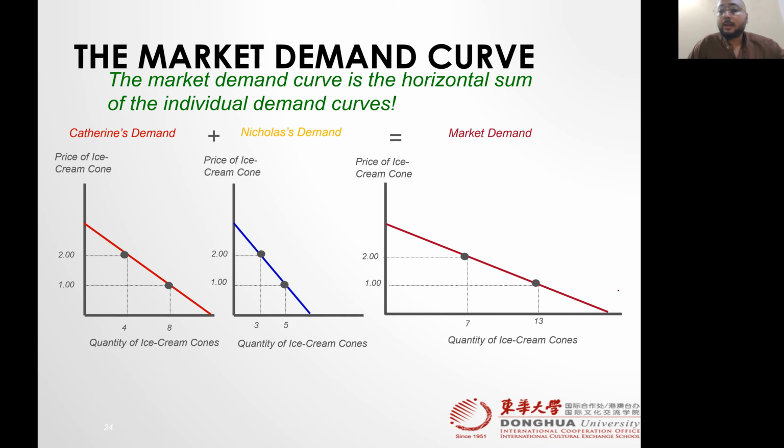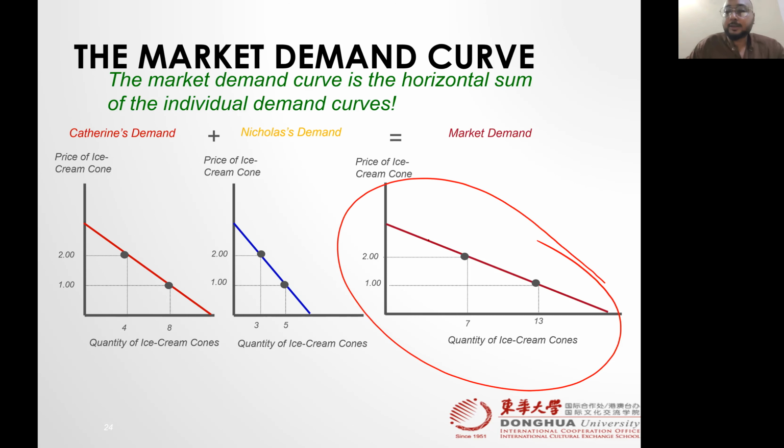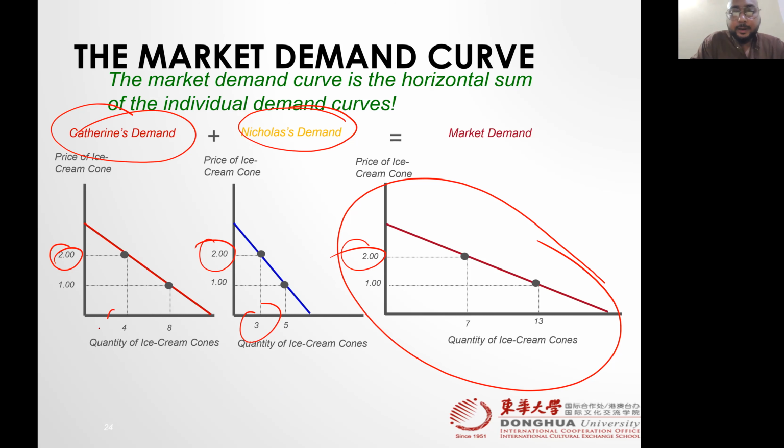So do you understand what we mean by market demand? It is just the summation of all the individual demands at one price. Price is 2 here, price is 2 here, price is 2 here. Only the quantity demanded changes, which is the addition at every level. Simple. Does everybody understand that?